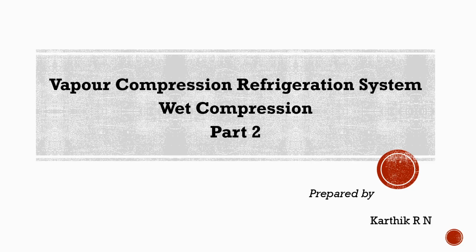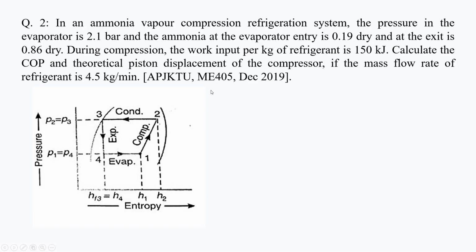So let us continue with our discussion on wet vapor compression system with one more problem. In an ammonia vapor compression system, the pressure in the evaporator is given as 2.1 bar, and the ammonia at the evaporator entry, that is state 4, has X4 given as 0.19 dry, and at the exit it is 0.86 dry. The exit of the evaporator is our state 1 or entry into our compressor. So X1 is given as 0.86.